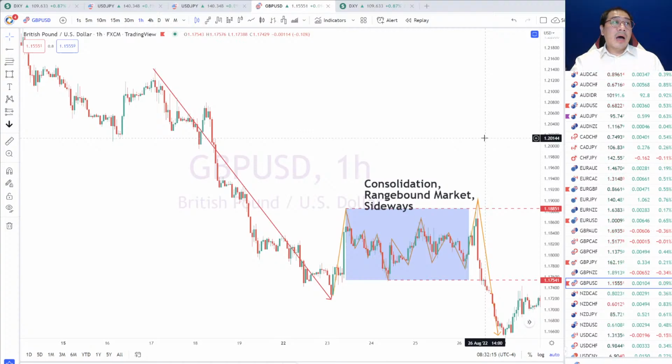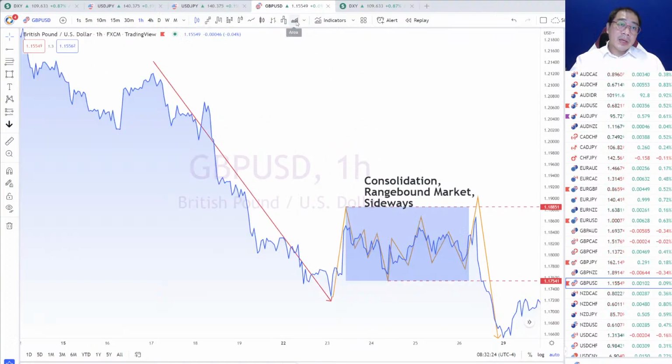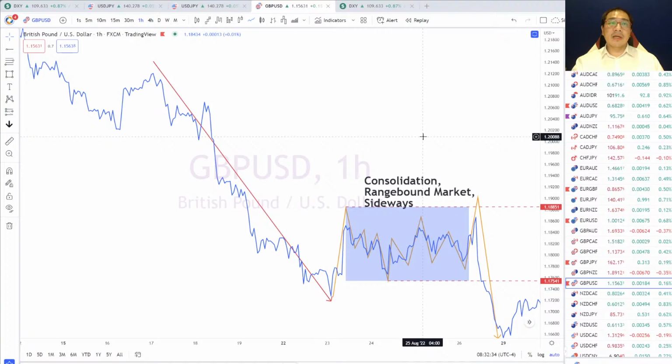There are actually different chartings that you can use. If you watch CNBC and Bloomberg, they're going to use this. This is called a histogram. It's basically a line chart with shades underneath it, but it's the same thing as a line chart.